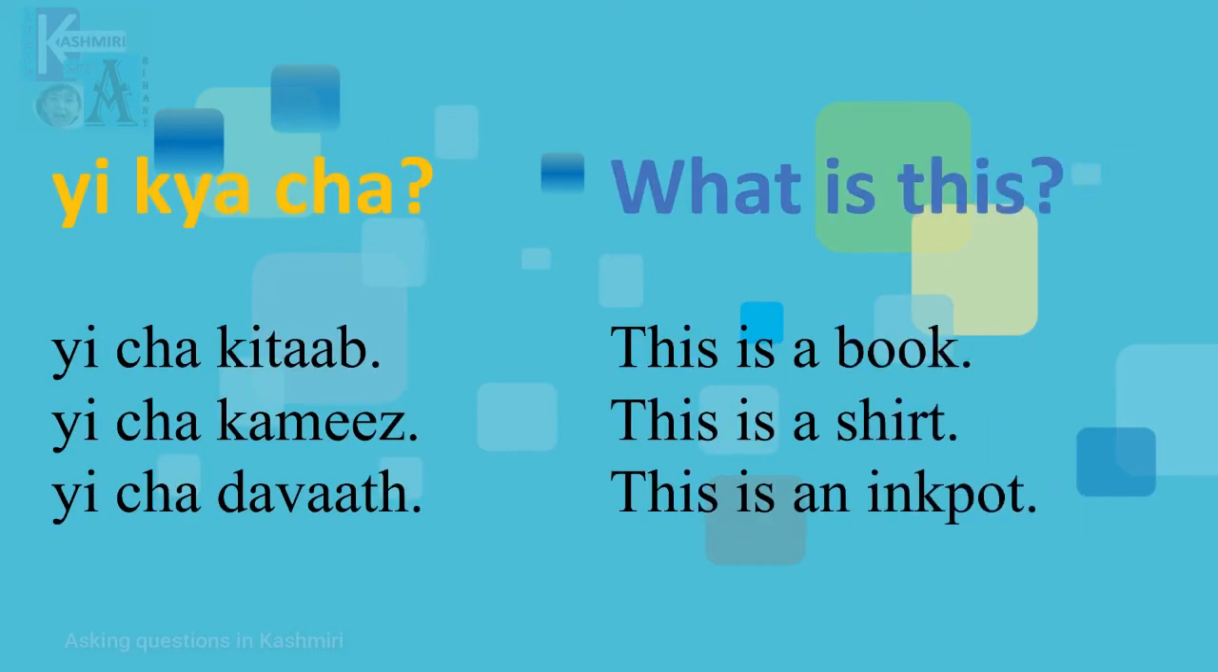What is this? ये क्या छ? This is a book. ये छ किताब. This is a shirt. ये छ कमीज. This is an ink pot. ये छ दवात. Remember, book, shirt and ink pot are feminine nouns. Therefore, we use छ. ये क्या छ?